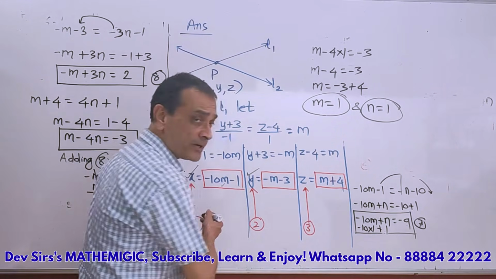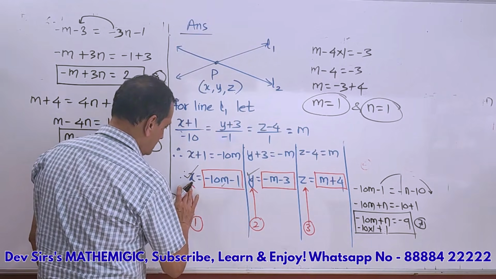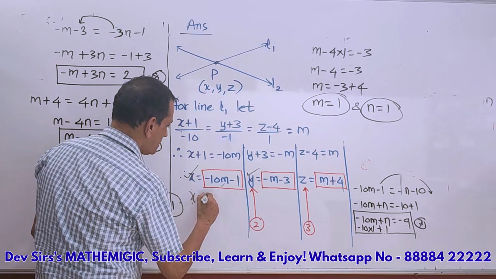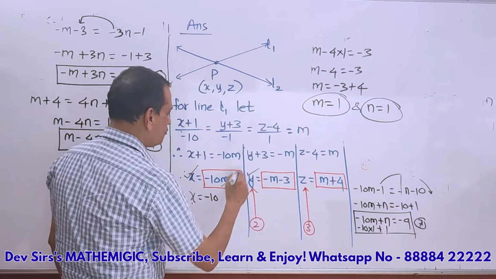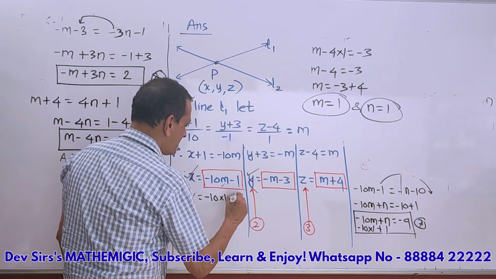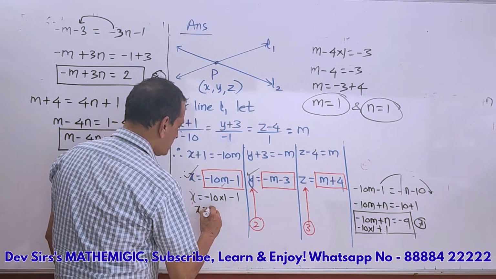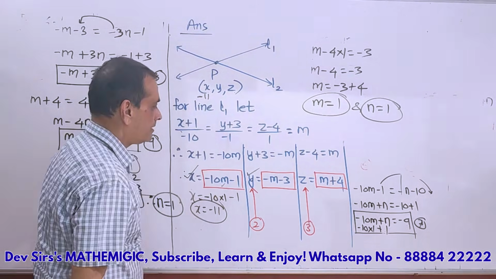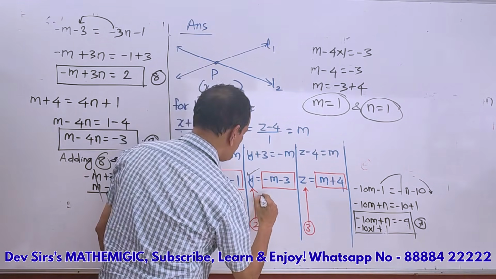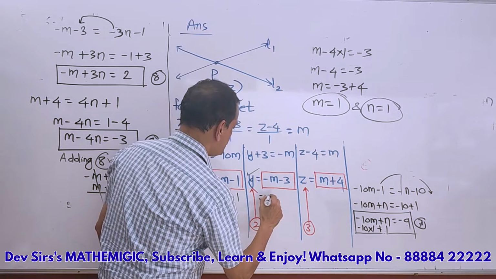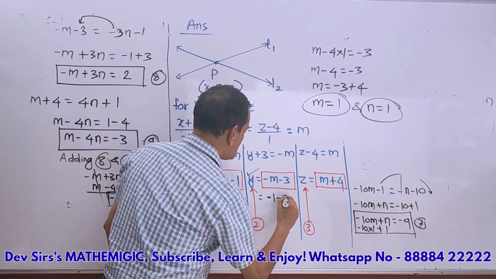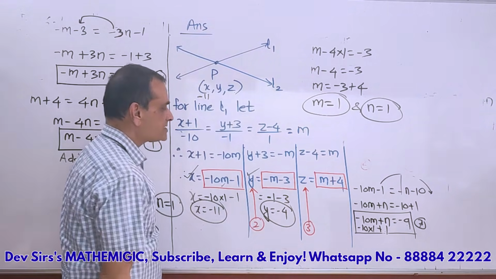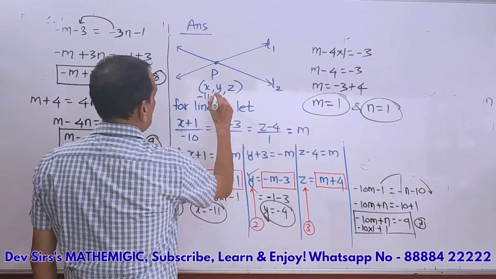What do I get? Should I do it here? Okay. So in equation 1, x is equal to minus 10 into 1 minus 1, minus 10 minus 1, x equal to minus 11. We got this coordinate, minus 11. y is equal to m is 1, 1 minus 3... wait, y equal to minus 4. This also we got.